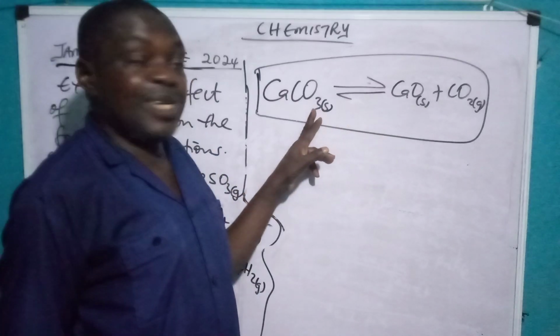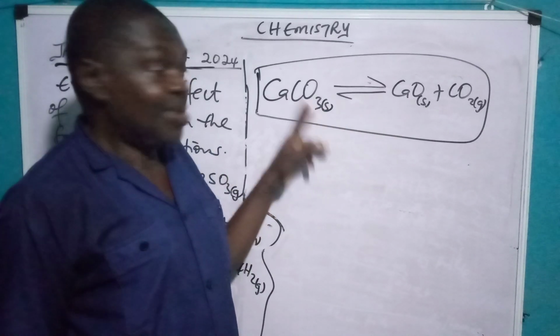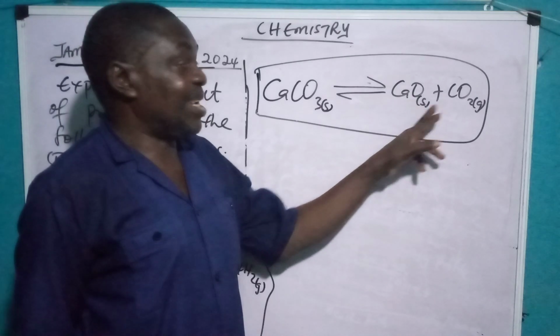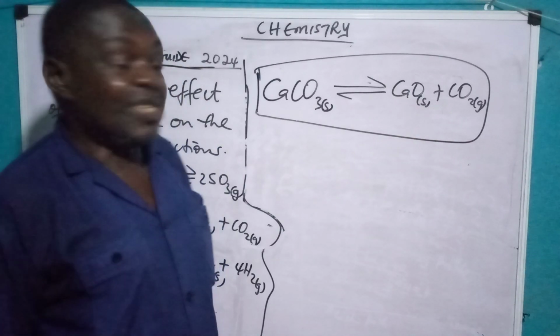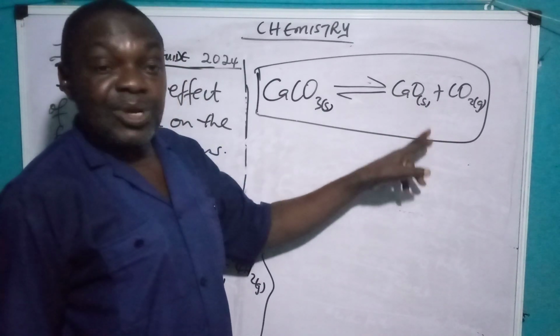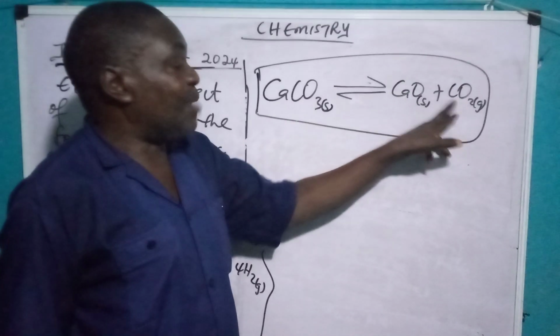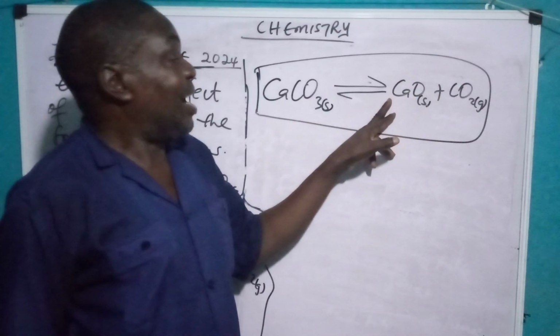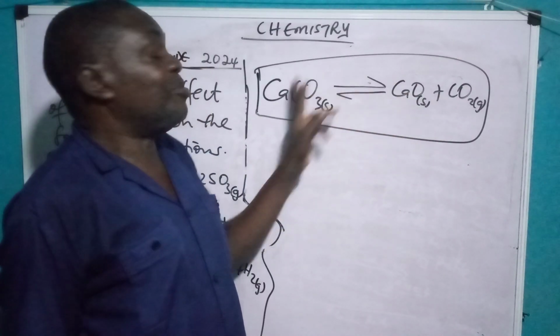Once you are heating this, subject limestone to high heating, it will decompose to calcium oxide and carbon dioxide. In as much as you don't allow anything to escape, a time will come when carbon dioxide will start reacting with the calcium oxide, and as it's reacting, it will start reforming the reactant.